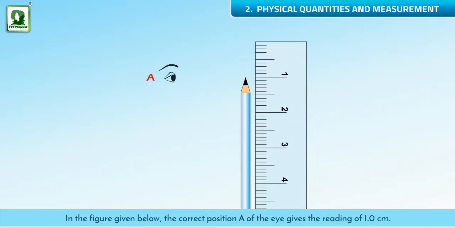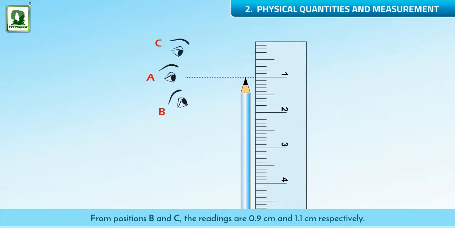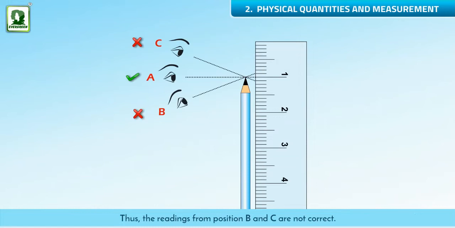In the figure given below, the correct position A of the eye gives the reading of 1.0 centimeters. From positions B and C, the readings are 0.9 centimeter and 1.1 centimeters, respectively. Thus, the readings from positions B and C are not correct.